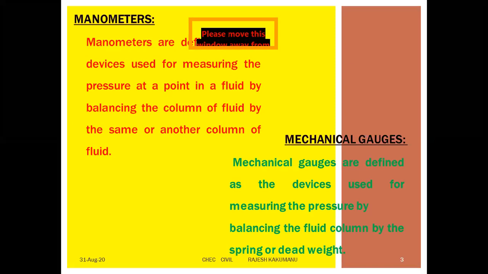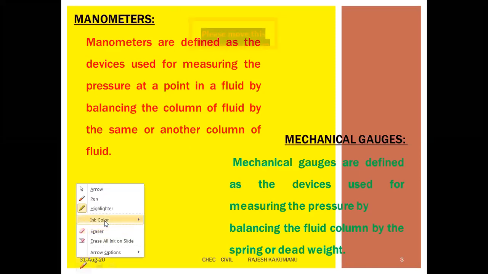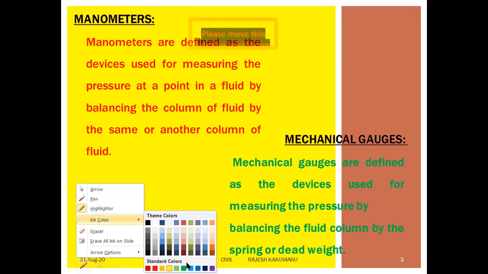Whenever you are comparing the height, comparing the ratios of pressure, that type of device is nothing but the manometer device, right? These are used for balancing the column of the fluid by the same or another type of fluid. So these are simply nothing but the manometer.